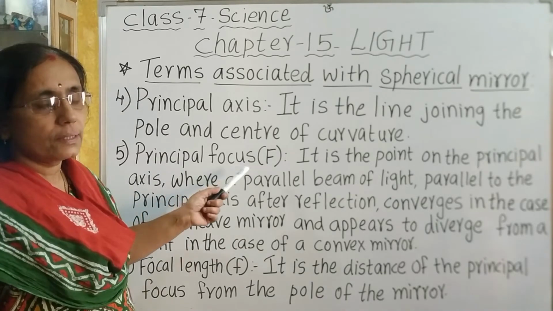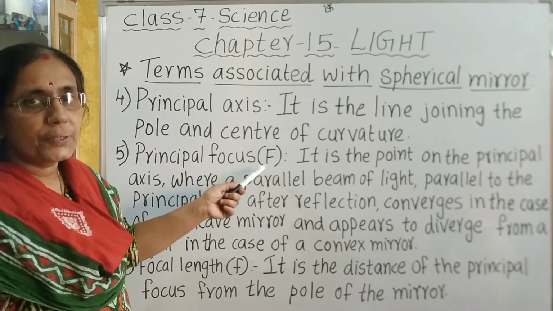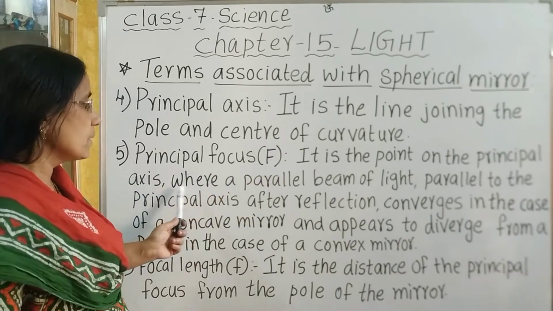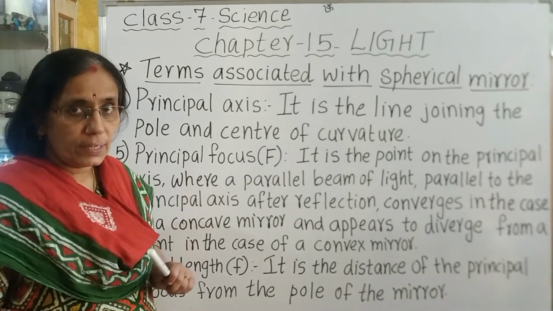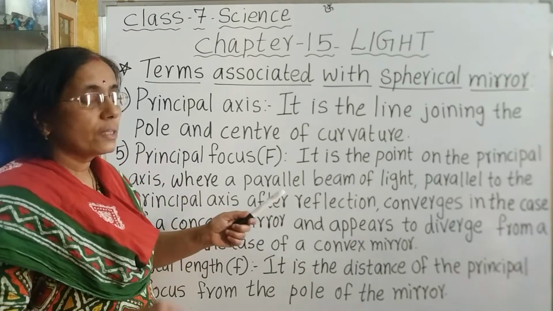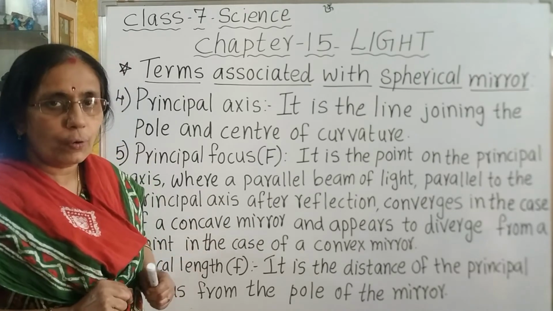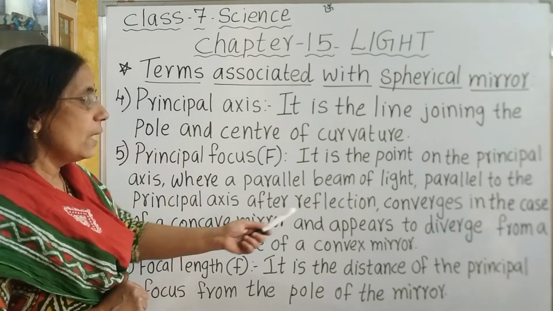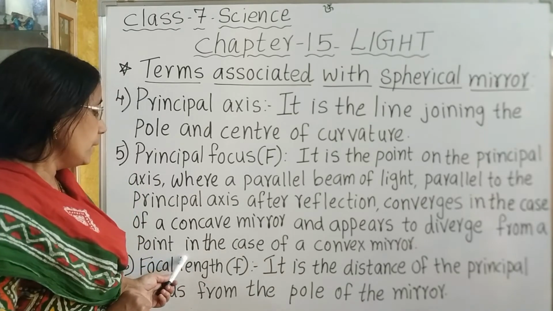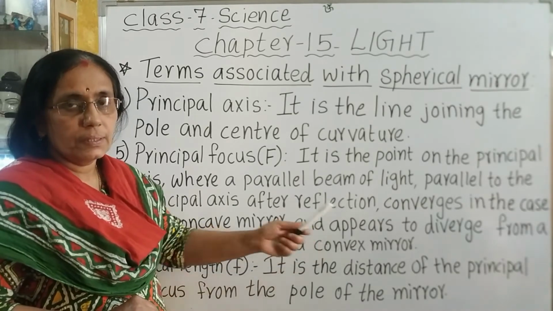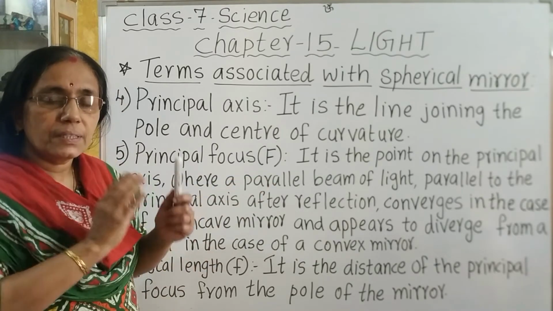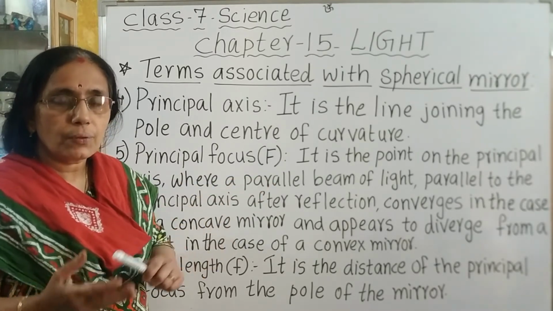Principal focus. It is represented by capital F. It is the point on the principal axis where a beam of light parallel to the principal axis, after reflection, converges in the case of a concave mirror and appears to diverge from a fixed point in the case of a convex mirror. That is, this is the point on the principal axis. But it is different for convex mirror and concave mirror.